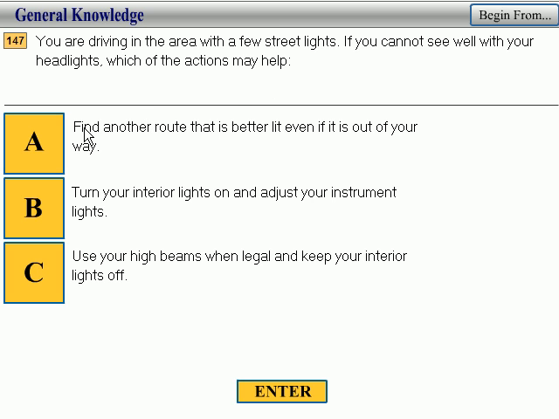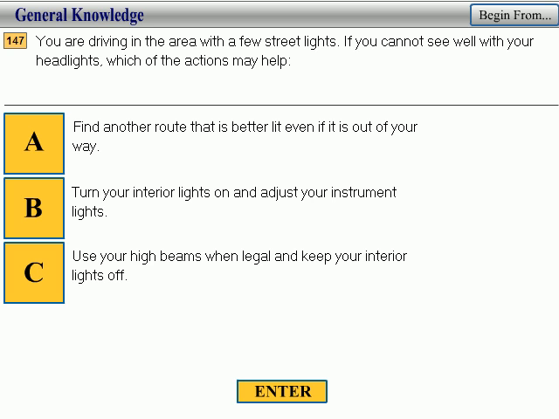Find another route that is better lit, even if it is out of your way. Turn on your interior lights and adjust your instrument lights. I wouldn't say you don't want to turn your interior lights on, no. Use your high beams when legal and keep your interior lights off. Using your high beams could blind the other drivers. Find another route that is lit even if it's out of your way.